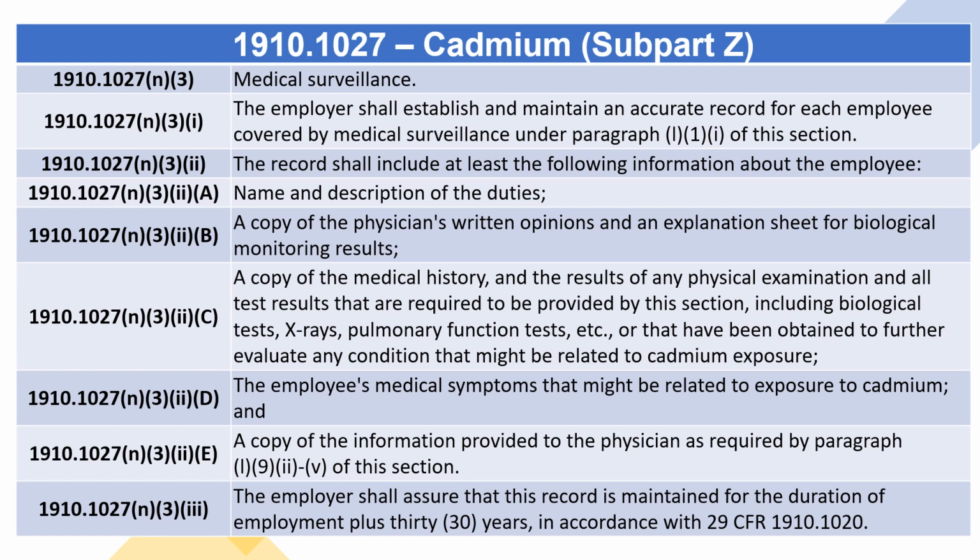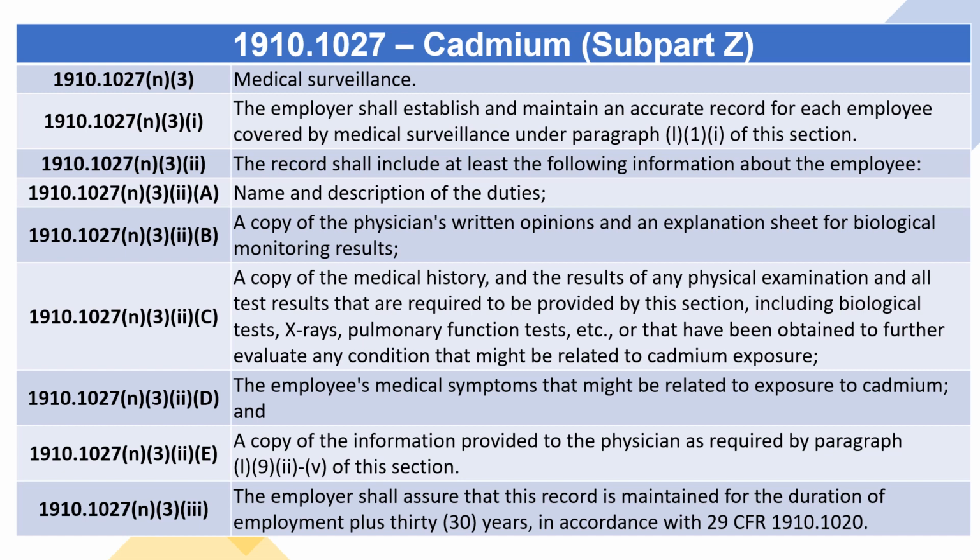A copy of the physician's written opinions and an explanation sheet for biological monitoring results. A copy of the medical history, and the results of any physical examination and all test results that are required to be provided by this section, including biological tests, X-rays, pulmonary function tests, etc., or that have been obtained to further evaluate any condition that might be related to cadmium exposure. The employee's medical symptoms that might be related to exposure to cadmium, and a copy of the information provided to the physician as required by paragraph L. 9(2)(v) of this section.